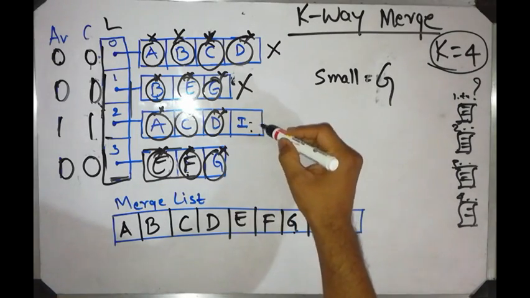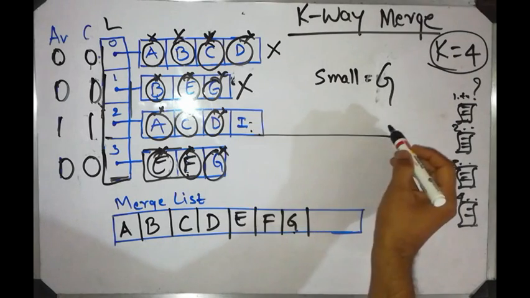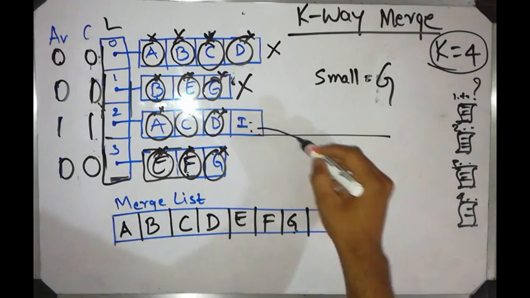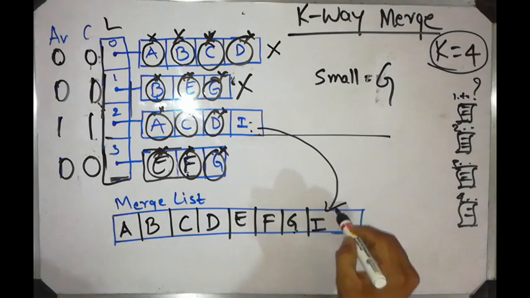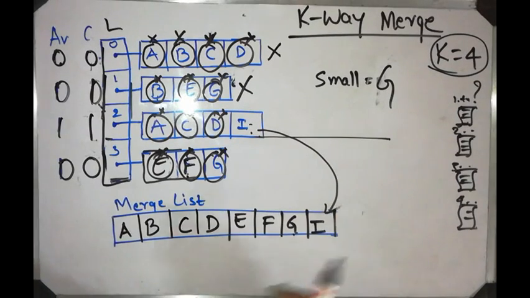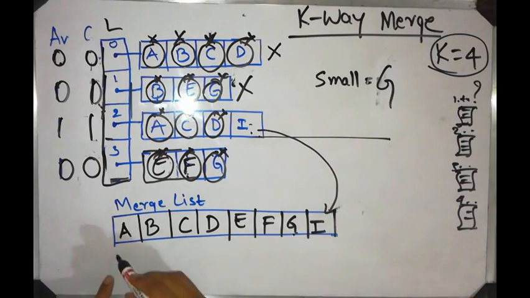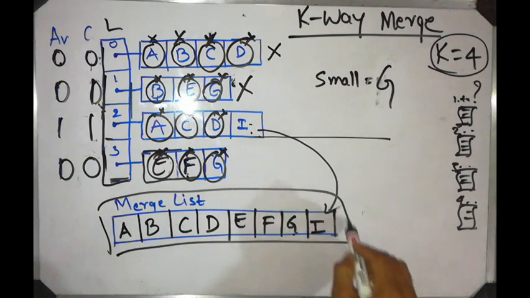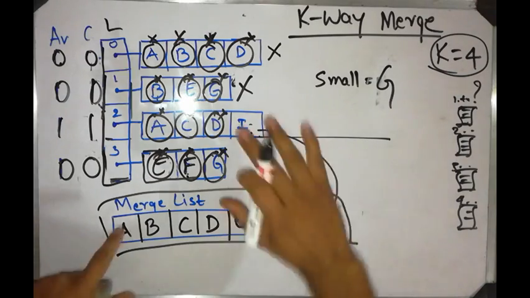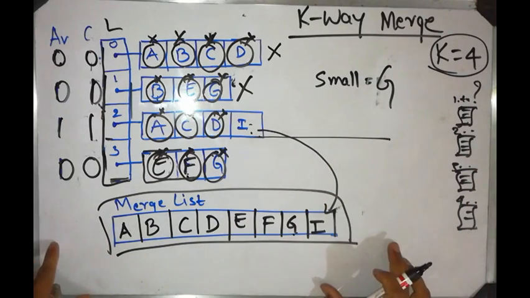So what we're going to do is, however many names there are in this list, we're simply going to copy them. So there is no other comparison mechanism. Now we have the merged list with us. So this is how KV merge actually works.